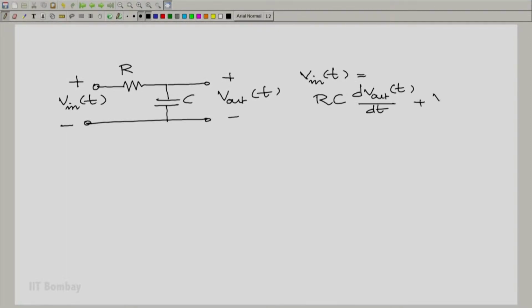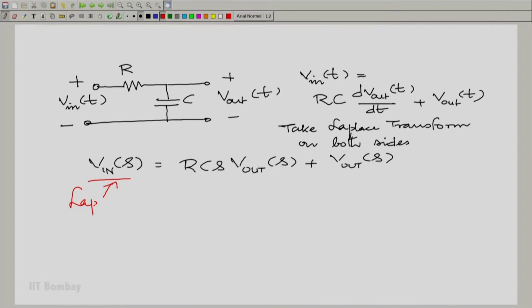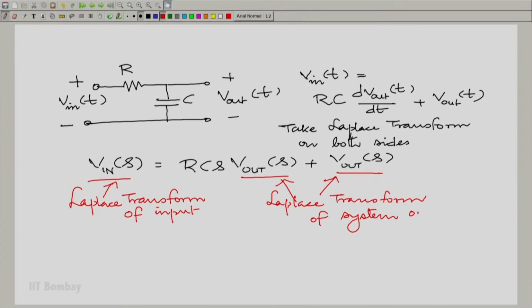And then you have V out t being added to it. So, this gives us the simple relationship between the input and the output. And now we can take the Laplace transform on both sides to give V in S, the Laplace transform of the input, equals RCS times V out S plus V out S. Essentially, here this is the Laplace transform of the input and this is the Laplace transform of the output.